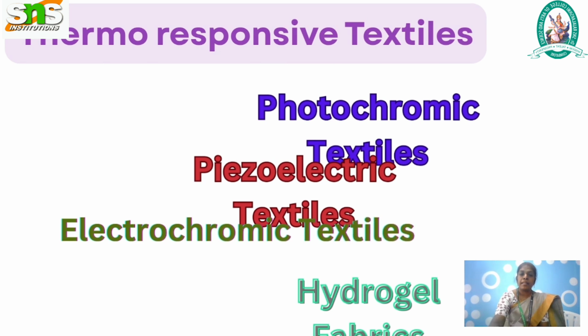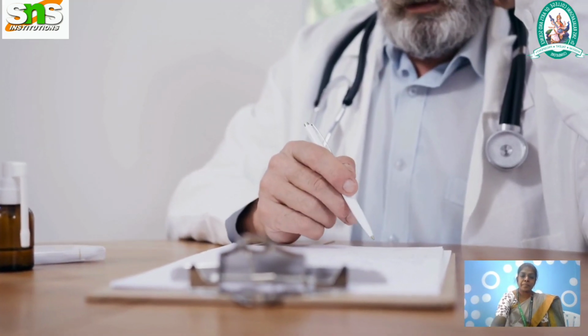The last one is hydrogel based textiles. They respond to moisture levels. So that can be used in medical textiles and also diapers, etc. They can indicate saturation, or be a sportswear that adapts to sweat levels.